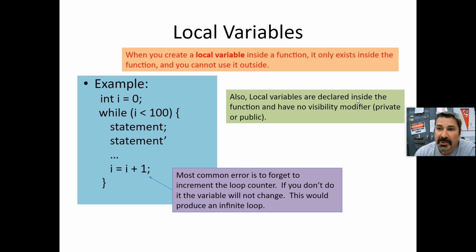Also, local variables are declared inside the function and have no visibility modifier, private or public. So it doesn't say private int i or public int i. It wouldn't make sense to say public or private because they just work with this method. We already know who they belong to.